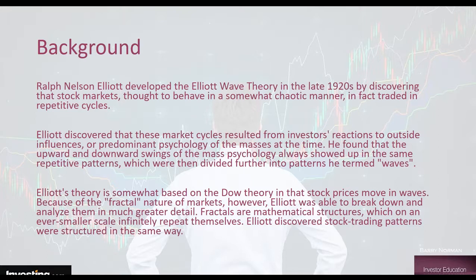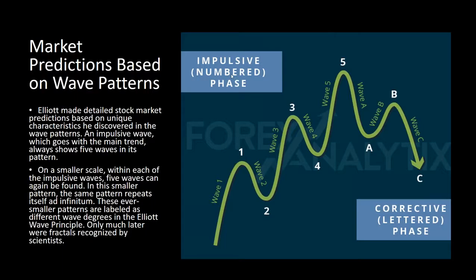Okay. Elliott's theory is somewhat based on the Dow theory in that stock markets move in waves. Because of the fractal nature of the market, however, Elliott was able to break down and analyze them to a much greater degree. Now, fractals, and you'll hear the word fractals a lot, and I'm not 100% sure exactly what they are in detail because I'm not a mathematician, but they're calculations. Fractals are mathematical structures which on an ever smaller scale infinitely repeat themselves. Elliott discovered stock trading patterns were structured in the same way.